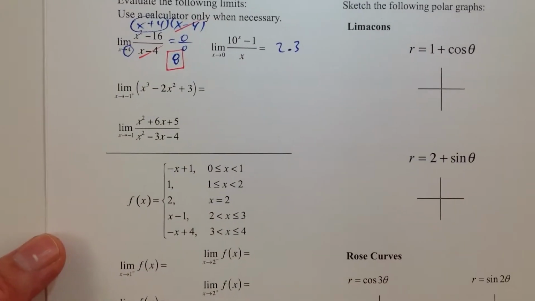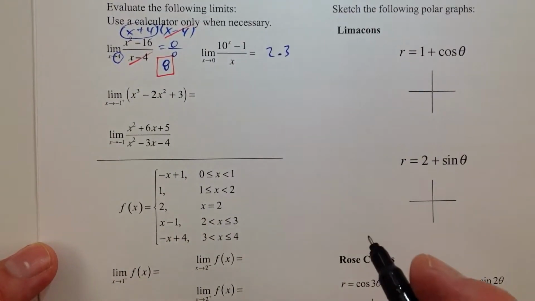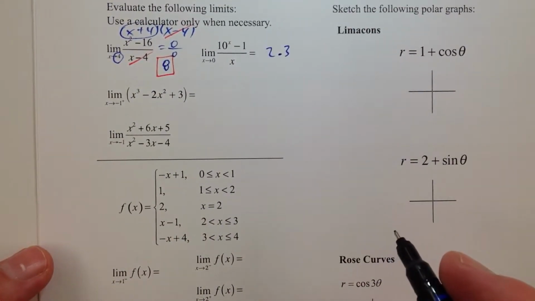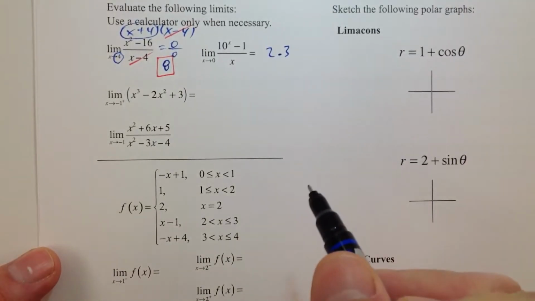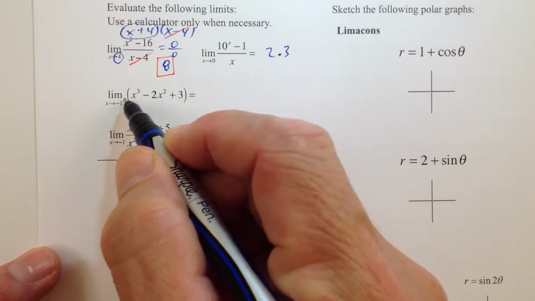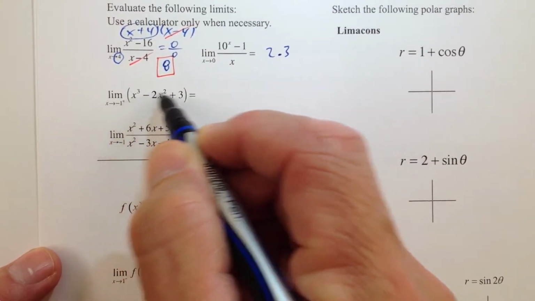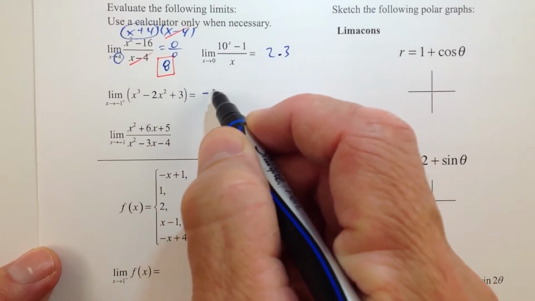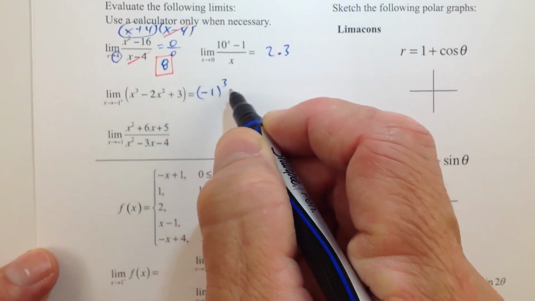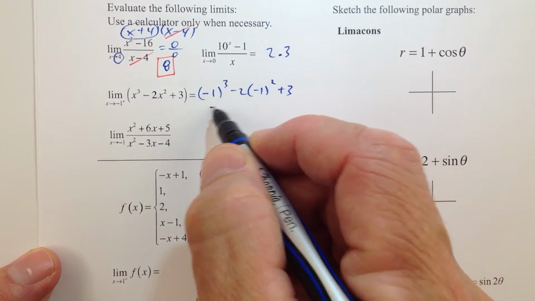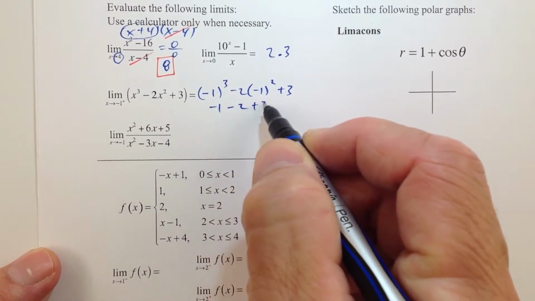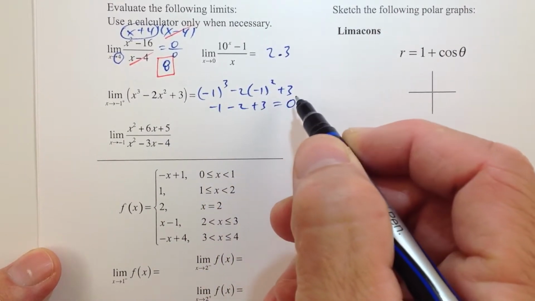Okay. The other limits, we don't need our calculator, and so here we are at a little over 4 minutes, to keep these videos under 5 minutes. As x approaches negative 1 from the right, doesn't matter right or left on this one, it's just a polynomial function. We see we get negative 1 to the third minus 2 times negative 1 squared plus 3. So it's negative 1 minus 2 plus 3, so we just get 0.